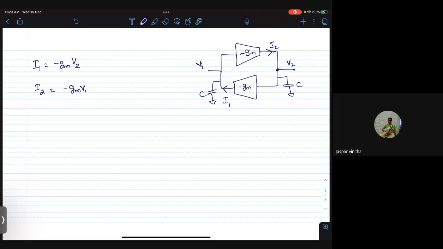Now, this I2 and I1 have to flow through the capacitances on these two nodes. By using the relation between voltage and current of a capacitor, I can write C times dV2 by dt, where the voltage across this capacitor is V2. So C dV by dt is nothing but I2. And similarly, C times dV1 by dt will be nothing but I1.